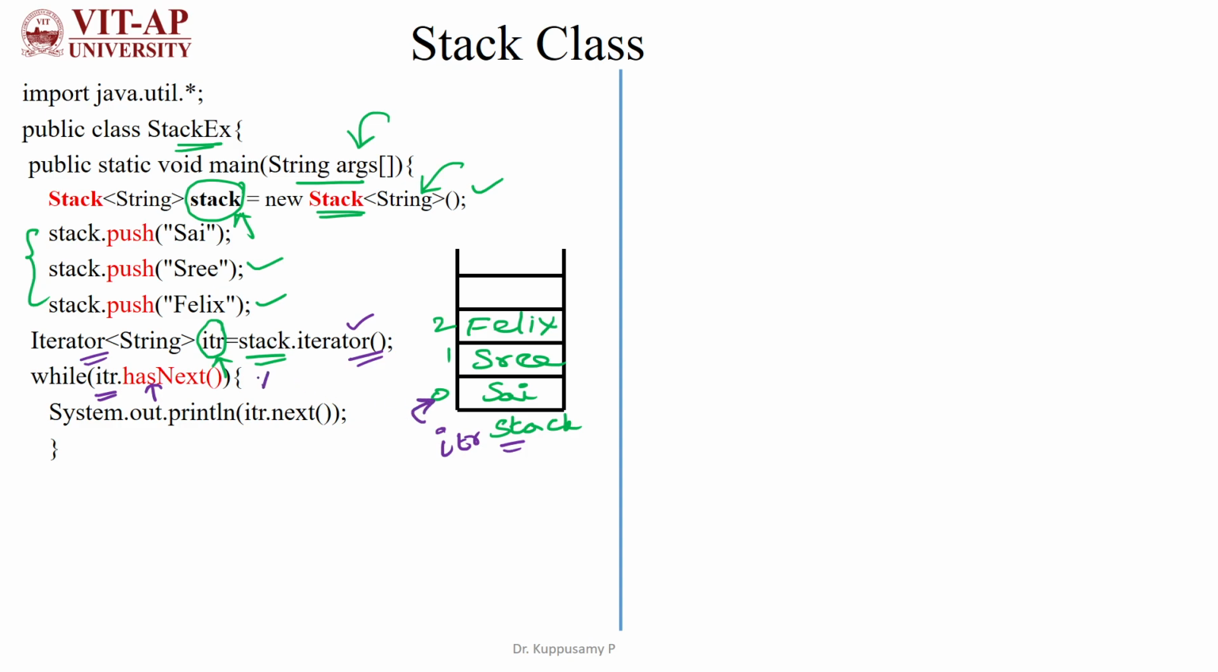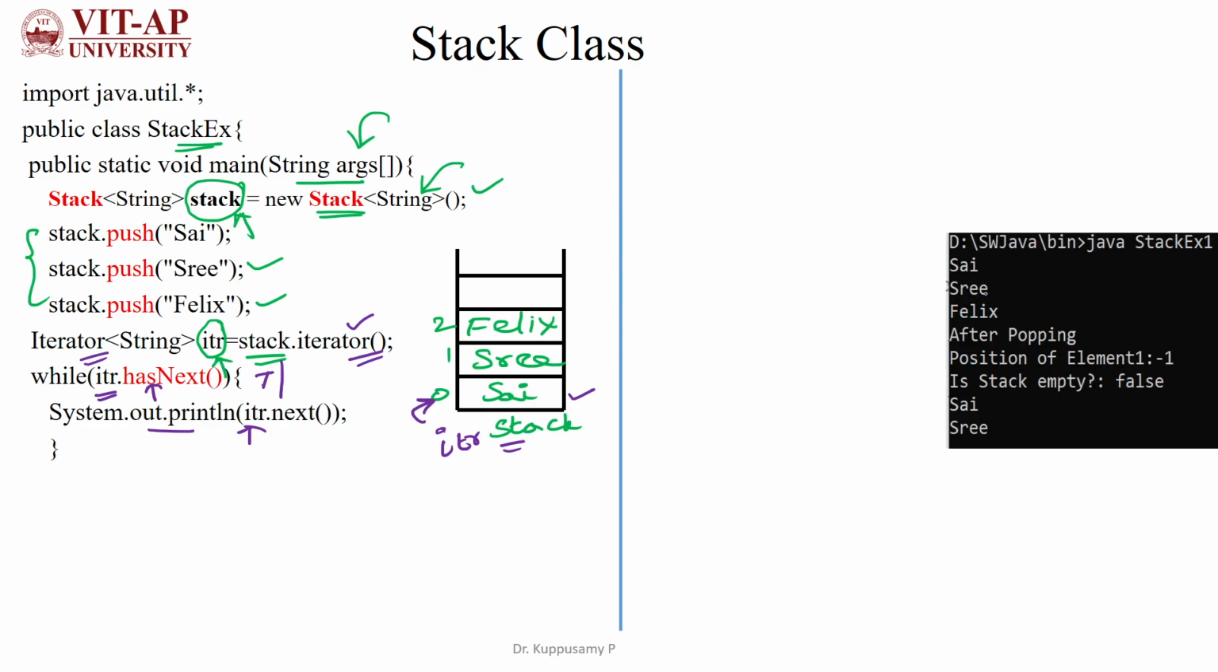Yes, it returns true because the data is available here. Then it will print the current element of the itr. The current element of the itr is now Sai, which is printing that first element. Then after printing, it moves to the next element. Then there is no statement left in the while loop, so it will go back to the while loop condition, itr has next. Now itr is in this position. Itr has next? Yes, it has, so it returns true.